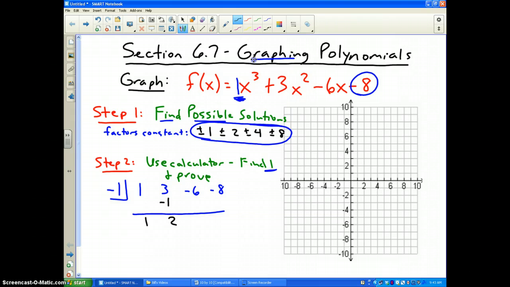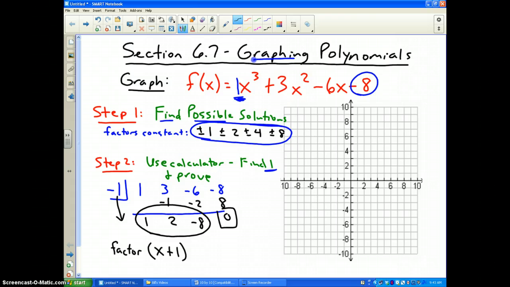-1 times 1 is -1. Add them, you get 2. -1 times 2 is -2. Add them, you get -8. -1 times -8 is 8. And hey, I get a remainder of 0. Beautiful. So therefore, since it looks like -1 is one of the solutions, then it must have a factor of x plus 1. And then the other factors are what I circled, which is 1 power less, x squared plus 2x minus 8. So there's my factors.